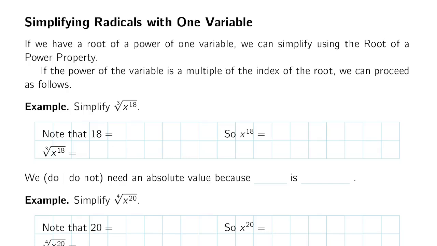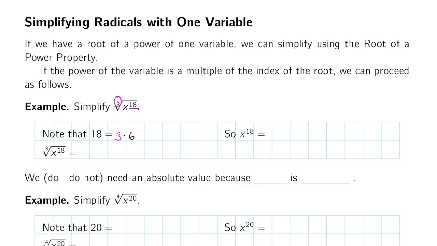We can use the fact that roots and exponents cancel, with that note in mind about the absolute value when we take an even root of an even power, to simplify expressions where we have a root of a variable. So let's say we want to take the third root of x to the 18th. We can notice that this number 3 is a factor of 18. In fact, 18 is equal to 3 times 6.